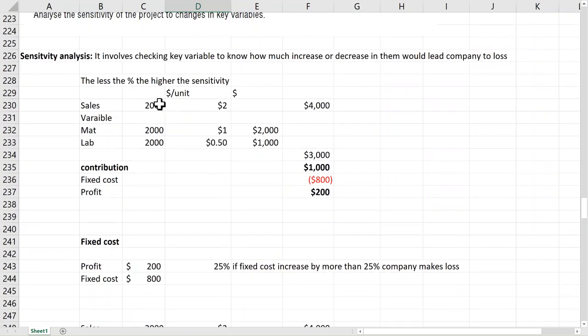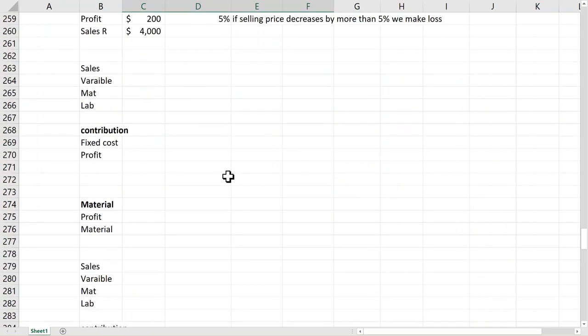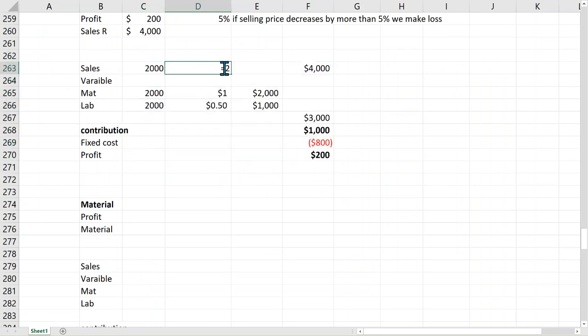Let's prove that as well. So if I take the selling price, remember it is revenue, so I need to reduce it. If it decreases by 5%, it becomes 95%, no profit, no loss. If I decrease it by more than 5%, then we have loss. So it proves.